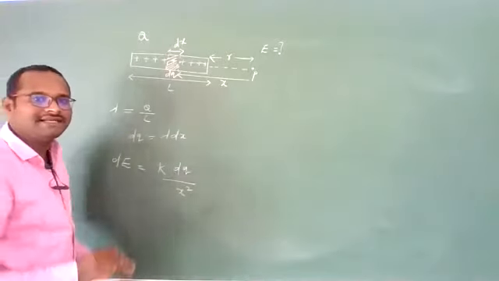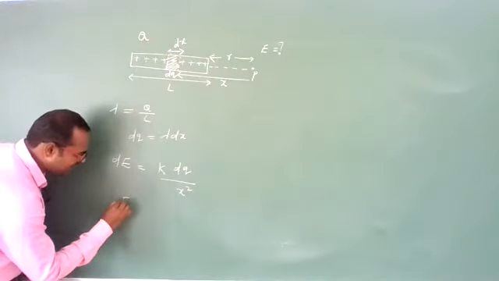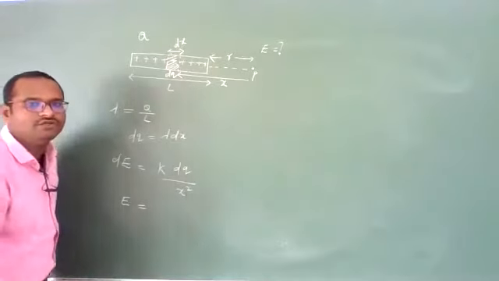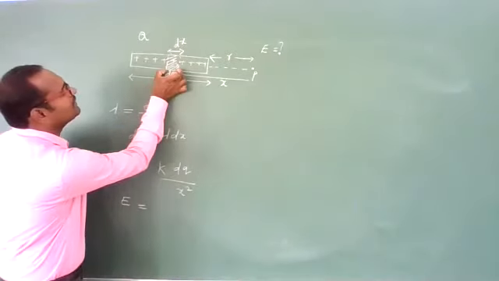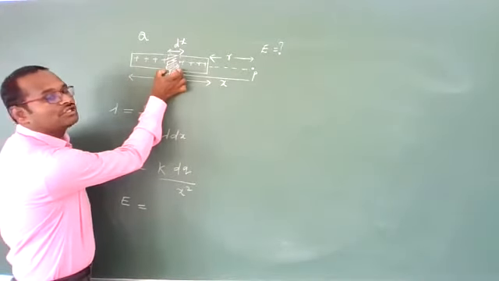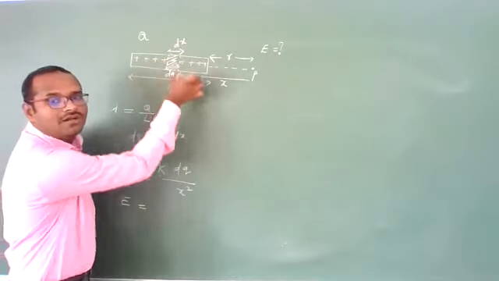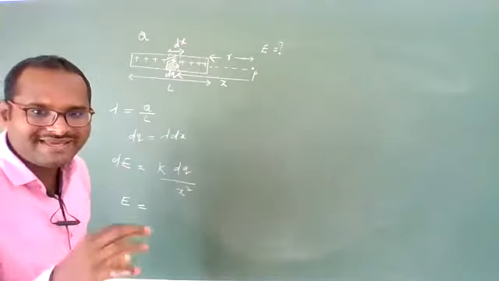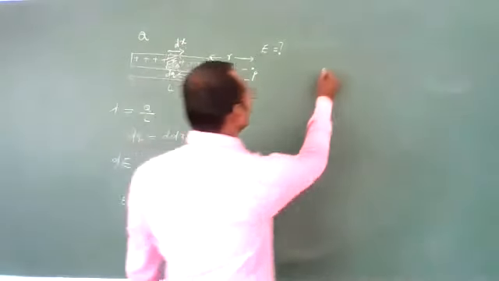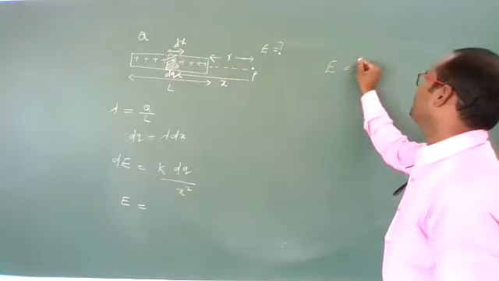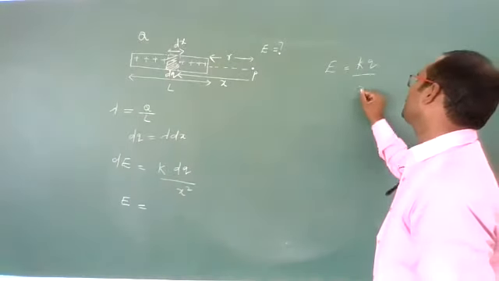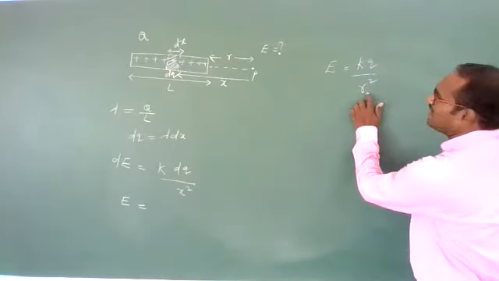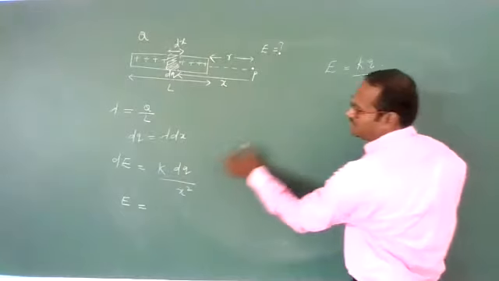If you want the total, net electric field, what we need to do? The electric fields due to all the small elementary strips like this, we should add up. Now, Abhay is asking why x square? The electric field due to a charge at a distance: what is the formula? kq by r square, no? In place of r, we are having x. So x square.